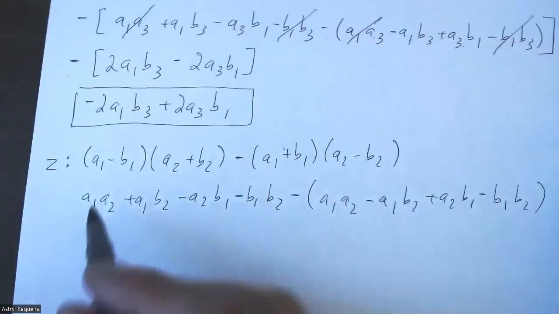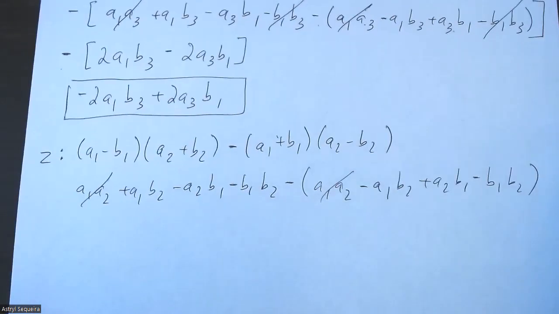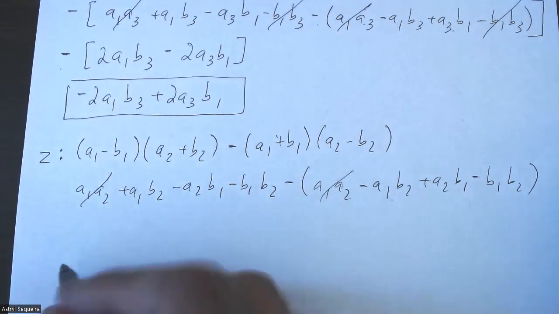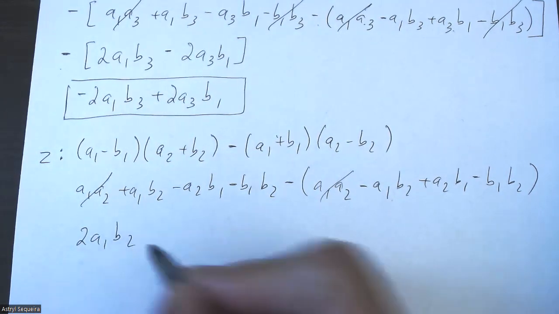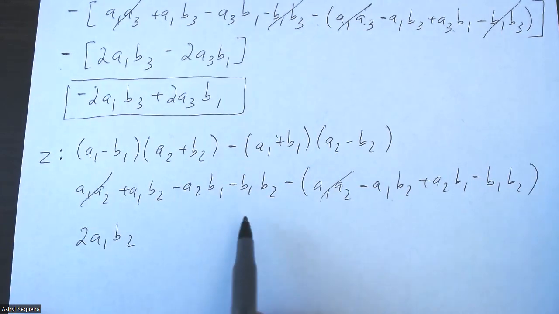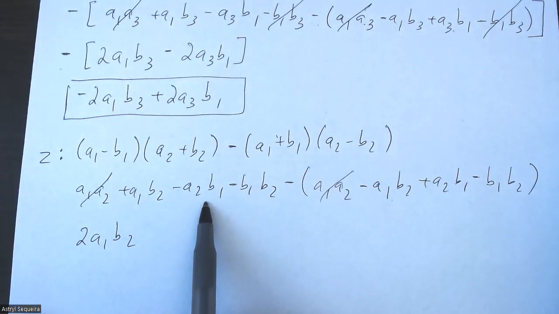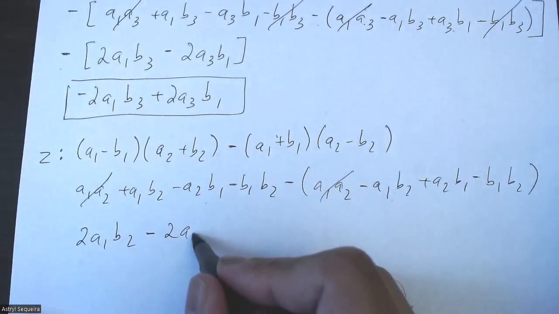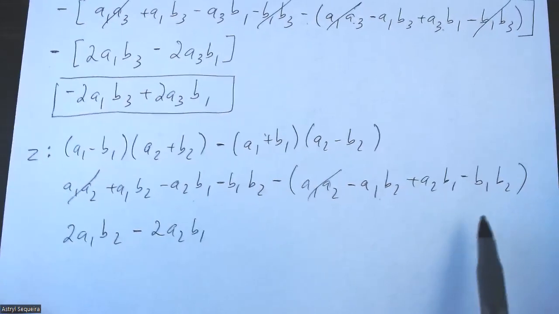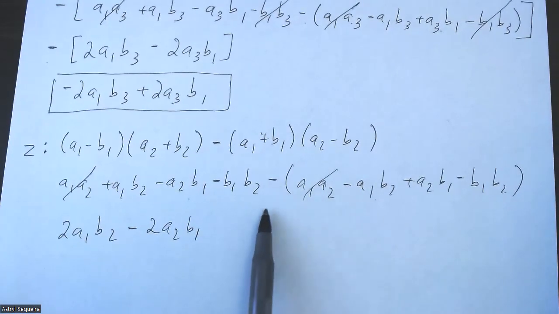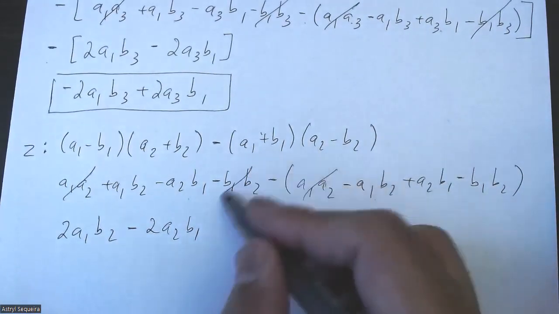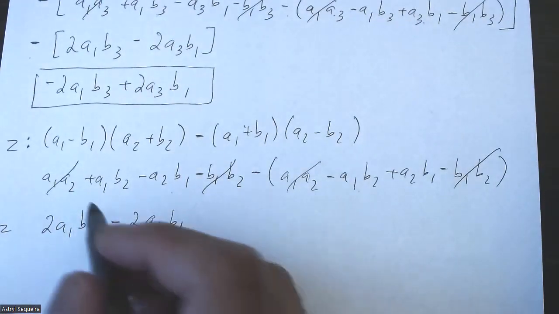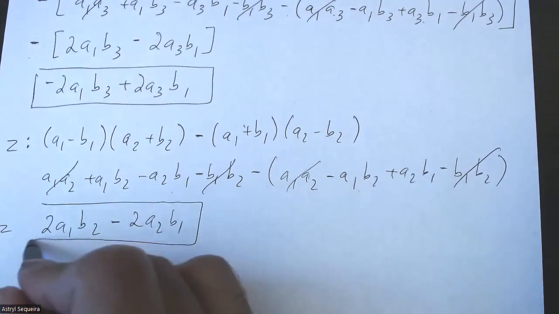Again, same things cancel. A1A2 and A1A2 are going to cancel. A1B2 plus A1B2 because of the double negatives is 2A1B2. And then this and this will be negative 2A2B1. And then the last one is going to be canceled. So here is my Z component right over here.